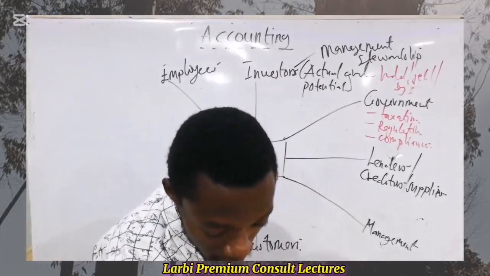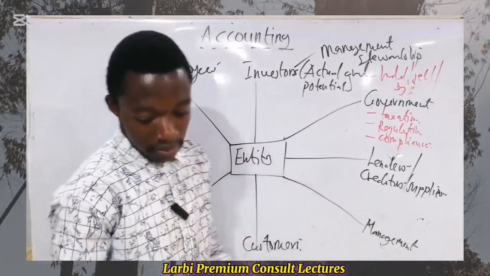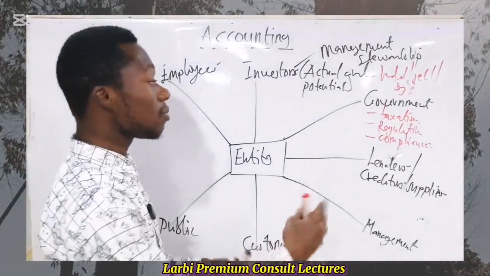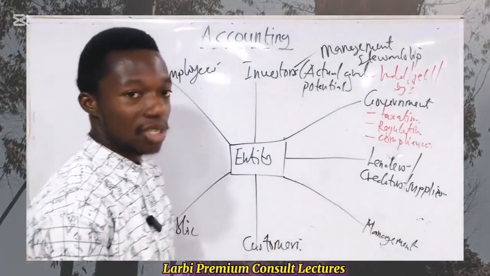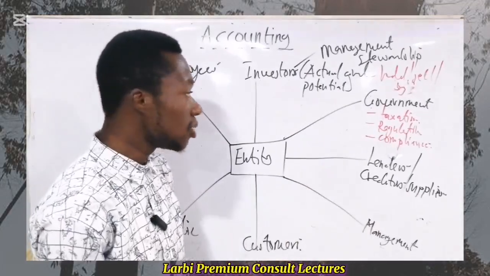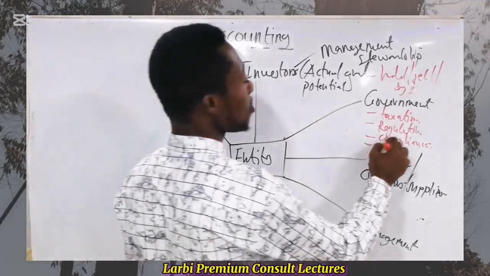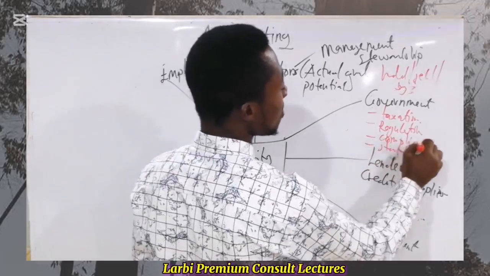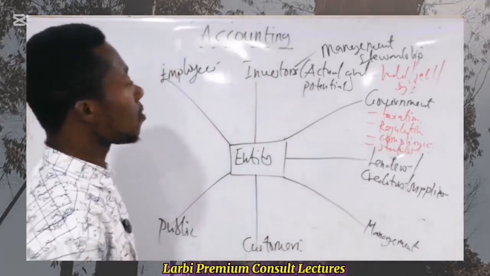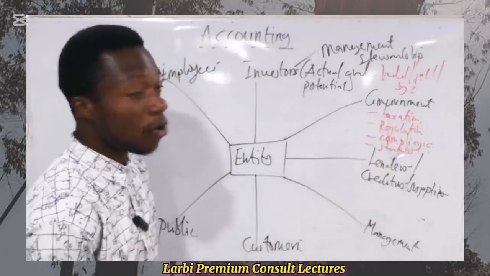And as well, they also need the financial statement in order to help them generate the country or business statistics over a period of time. So these are the things they need when it comes to government. So statistics here and there that they are supposed to know. So that is for government.